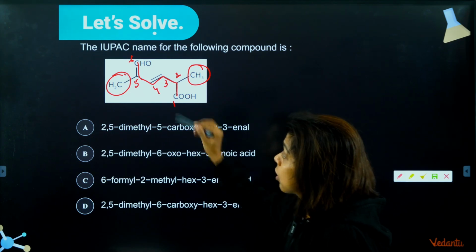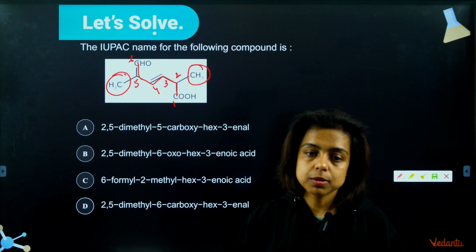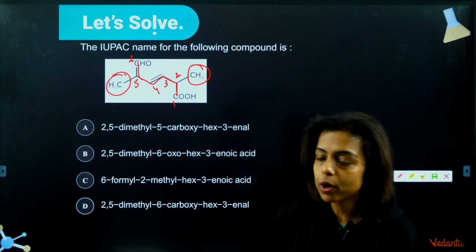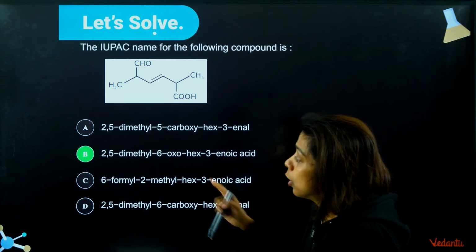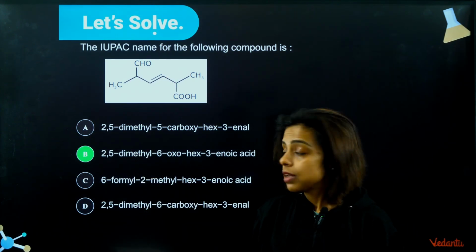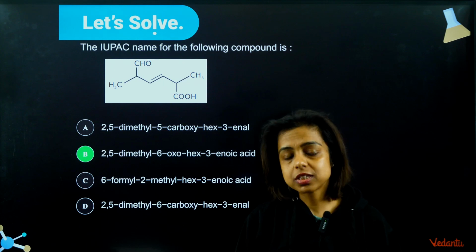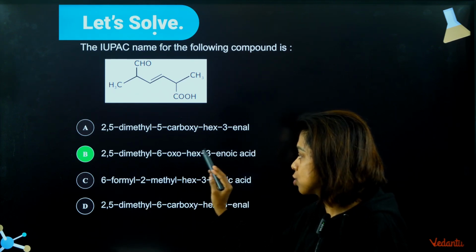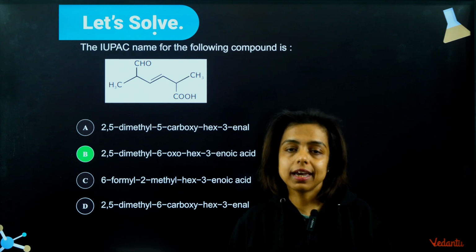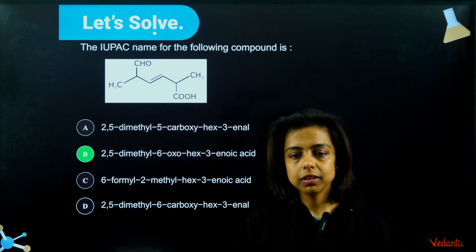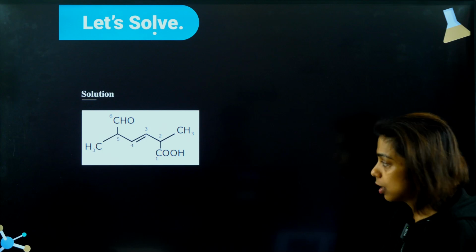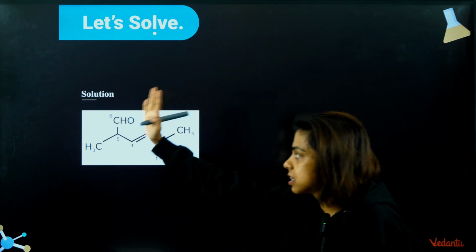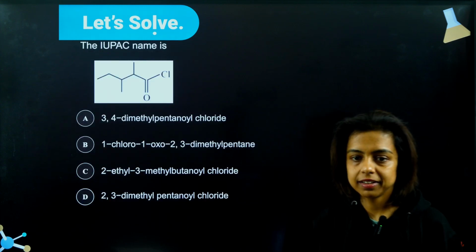For CHO, because the carbon of CHO is a part of the parent chain, we will use the word oxo. So what will be the name of this compound, guys? 2,5-dimethyl-6-oxohex-3-enoic acid. On carbon 6 there is oxo, CHO, and that carbon is also counted in the parent chain. There's a double bond between 3 and 4. Got it, guys? So COOH is the main functional group, for which we put oic acid at the end, and CHO we will treat as a substituent.